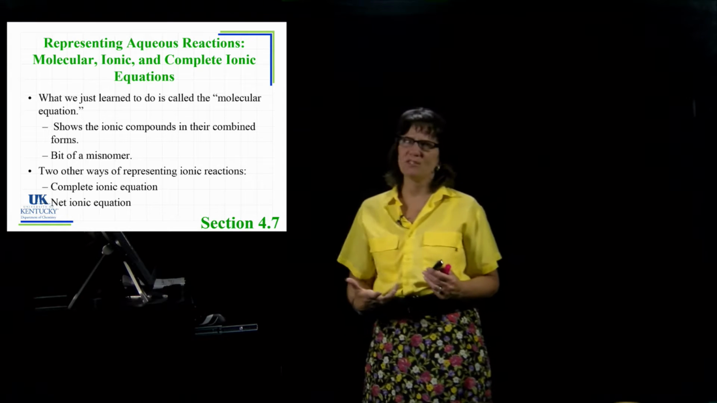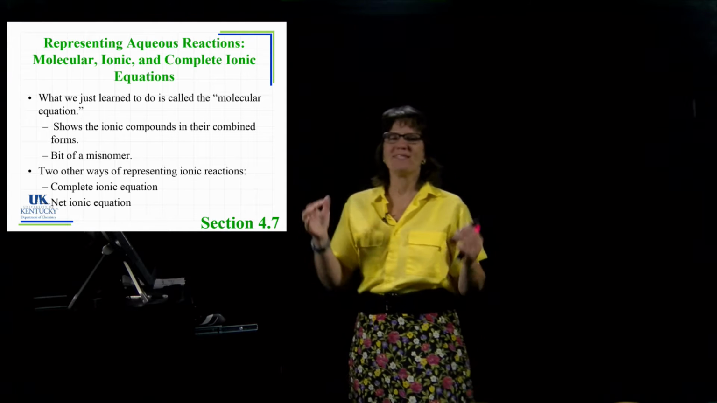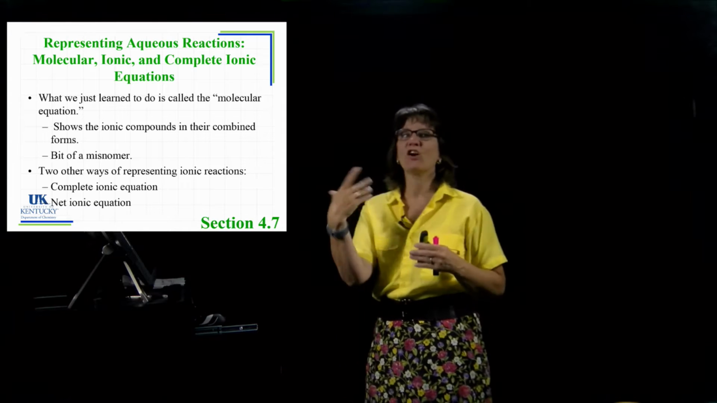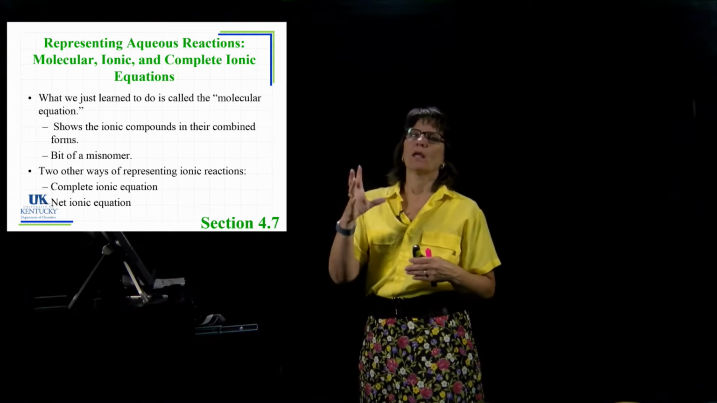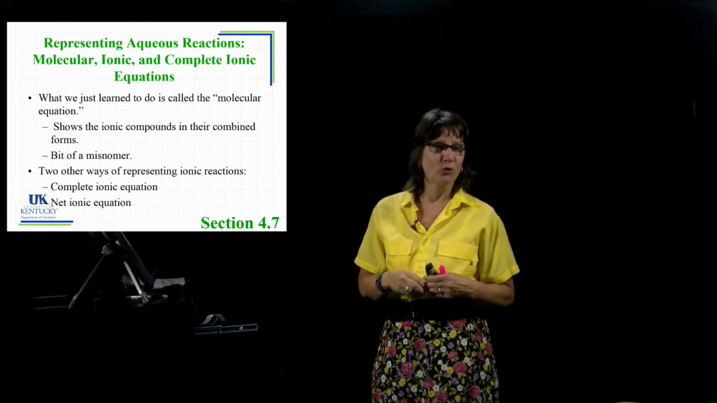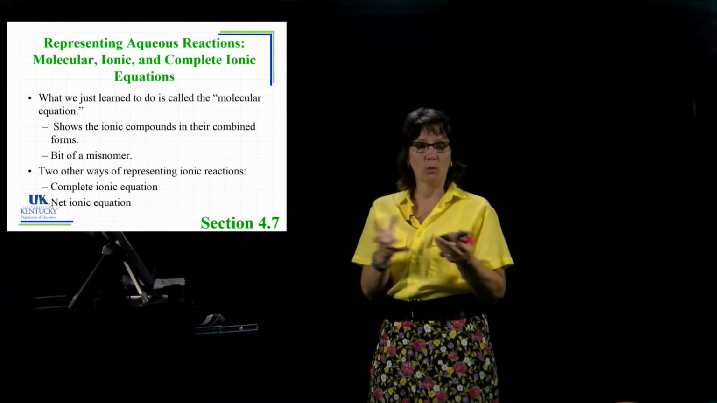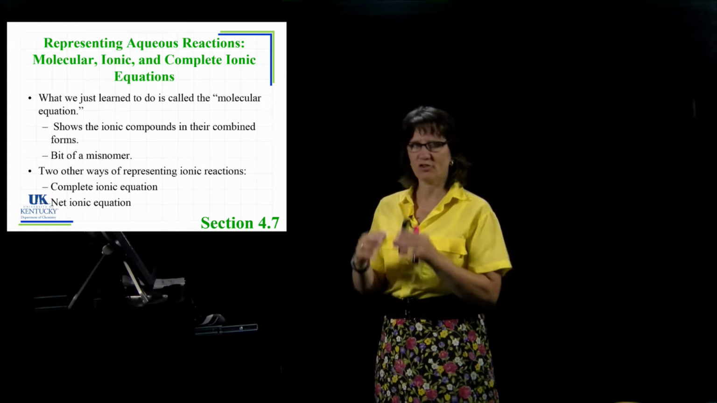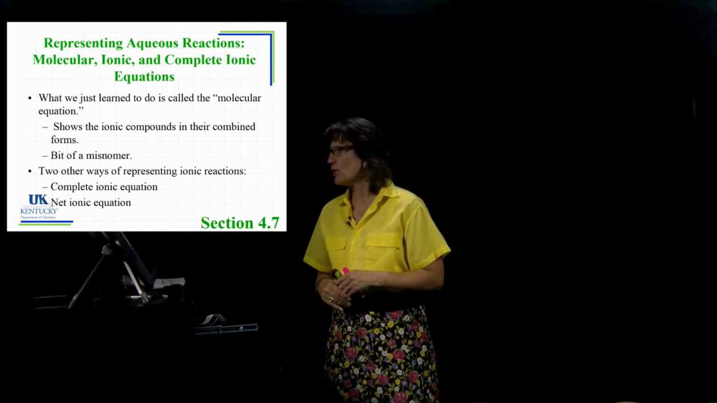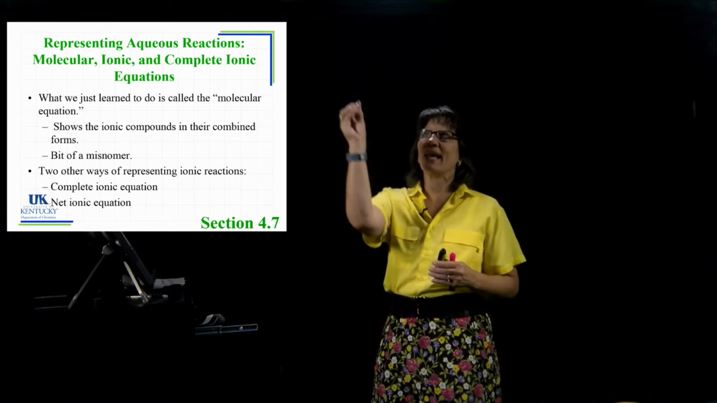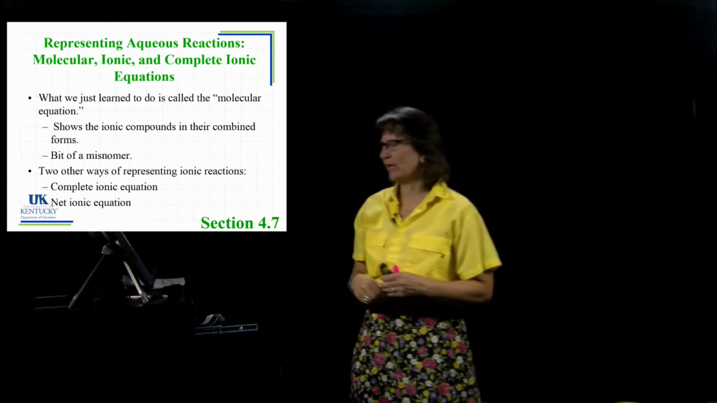It's a bit of a misnomer. It really is a bad word for it because these are not made up of molecules. But since they're written in a combined state, they call them molecular equations. Ionic compounds are not made up of molecules. To refresh your memory, they are formulas. Formula units is what we use to represent them, because they're three-dimensional shapes that go off and are very large. But when we write the cation and anion combined together in all reactants and products, that's called the molecular equation.